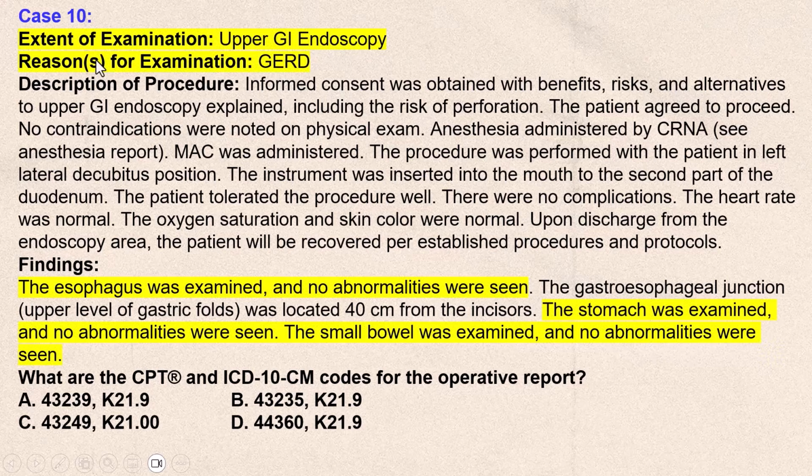Here you have to highlight that this is an upper endoscopy procedure. The extent of the examination is upper endoscopy, and the reason for the examination is GERD, that is gastroesophageal reflux disease. You also have to highlight the findings. The esophagus was examined and no abnormalities were seen. The stomach was examined and no abnormalities were seen. And the small bowel was examined and no abnormalities were seen. So there are no abnormalities, only gastroesophageal reflux disease, that is the diagnosis, and the procedure done is upper GI endoscopy. So let's use the elimination method here.